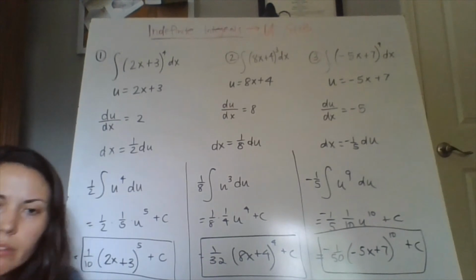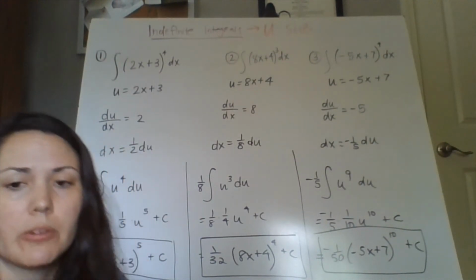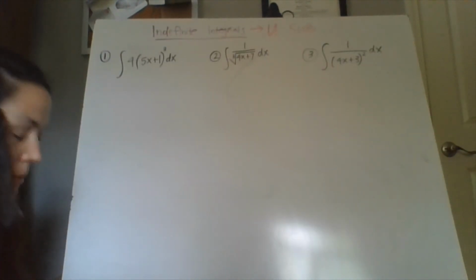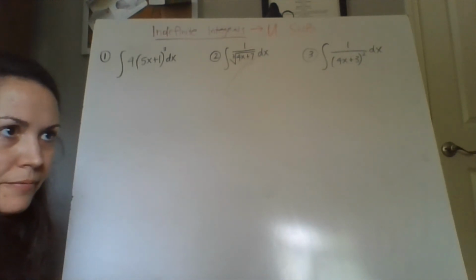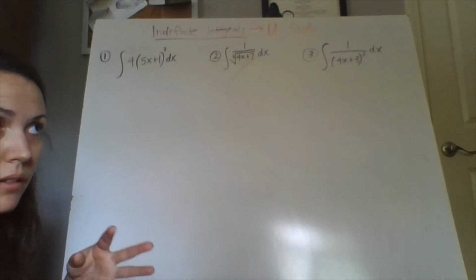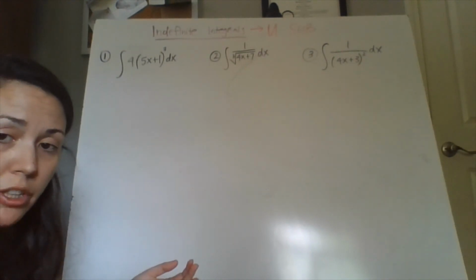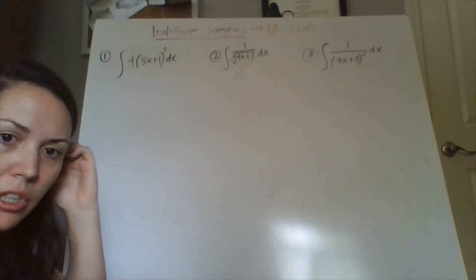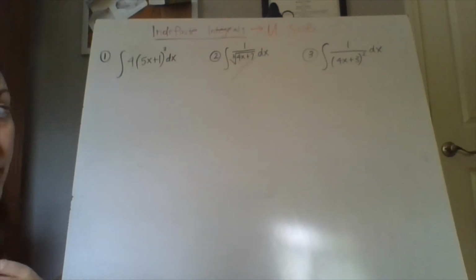So be sure your answers are always in terms of the variable that you started with. Even though we're using the u for substitution, we don't want to keep it as part of our answers. Alright, I have 3 more examples, and I keep forgetting to mention, but I hope you guys know by now that anytime we get an answer, we can always go back and check it by differentiating what we get. If we differentiate our answers, we should get back to the original problem. So if we're not matching, then we know we made a mistake.